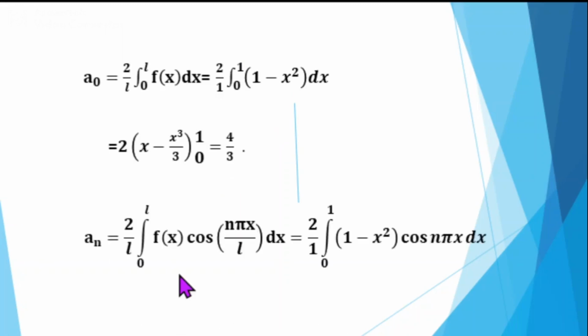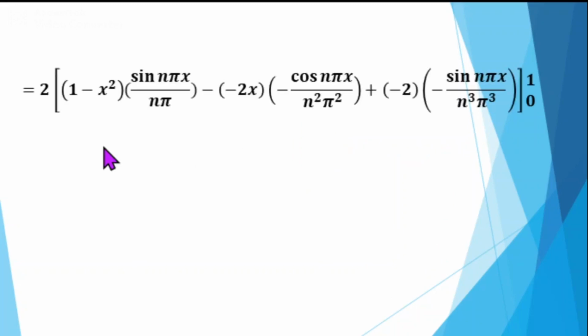Next we will find an. The formula for an is 2 by L integral from 0 to L f of x cos n pi x by L dx. We have L equal to 1 and f of x equal to 1 minus x square. So this is equal to 2 into integral from 0 to 1, 1 minus x square cos n pi x dx. So here it is of the form integral uv, and we have Bernoulli's rule of integration by parts. Integral uv dx equal to u v1 minus u dash v2 plus u double dash v3 minus etc. We apply this rule for this integral, taking u equal to 1 minus x square and v equal to cos n pi x.